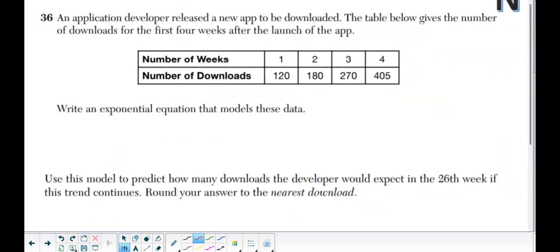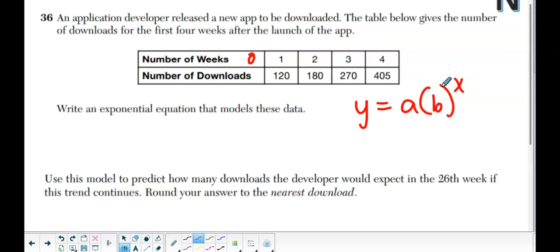All right, next question. An application developer released a new app to be downloaded. The table below gives the number of downloads for the first 4 weeks. Write an exponential equation that models this data. So if I wanted to write an exponential equation, I would have to know the value of a, right? That's the initial value for an exponential function that looks like this.